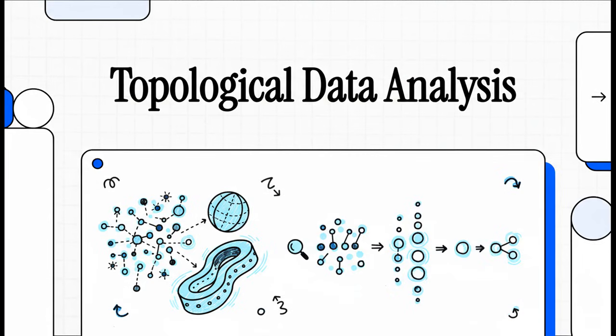Okay, what if I told you that your data has a hidden shape, and that finding that shape could unlock patterns you never knew existed? Well, that's the whole idea behind a really powerful approach called topological data analysis, or TDA for short. It's a completely new way of looking at things, especially when you're dealing with super complex data sets. So today, let's dive in and see how it actually works.